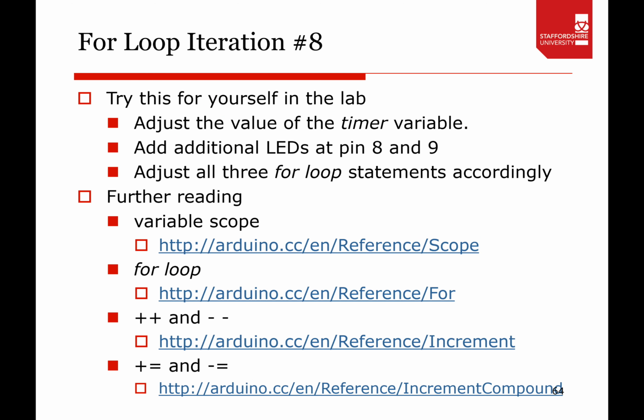So to sum it up, try this out for yourself in the lab. Adjust the value of the timer variable, which is what I just did. Add additional LEDs at pin 8 and 9 and adjust all 3 for loop statements accordingly. And then you've got some further readings such as variable scope, for loop, plus plus, minus minus, plus equals, minus equals. Thank you. We will now move on to arrays.